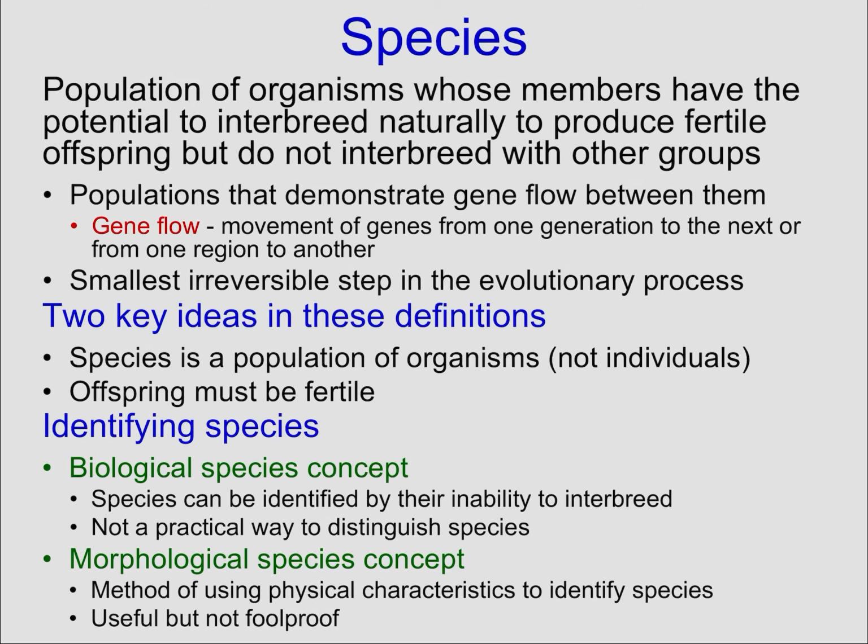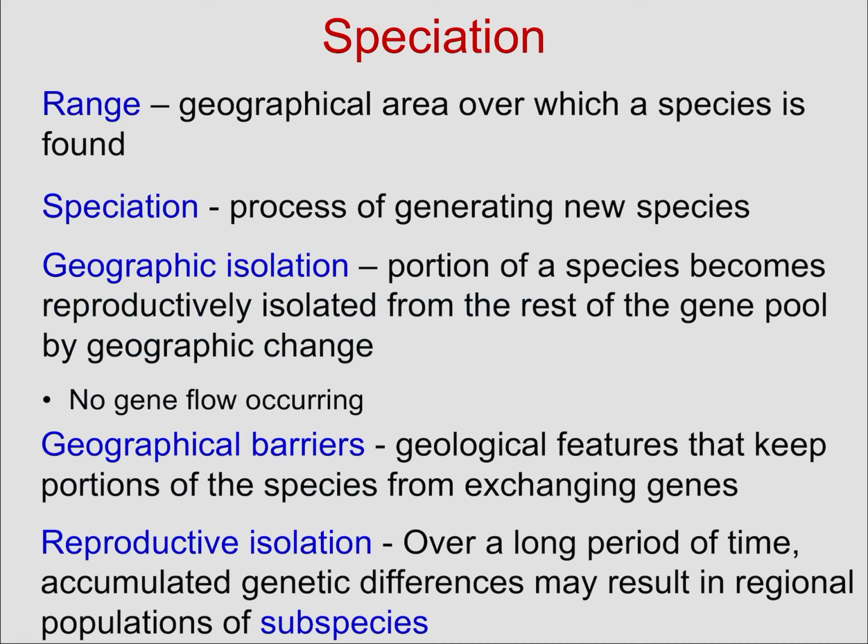So, it might be helpful to look at birds. Different types of birds share similar features. So speciation range is the geographical area over which a species is found. Speciation is the process of generating a new species. And there's some other important terms.